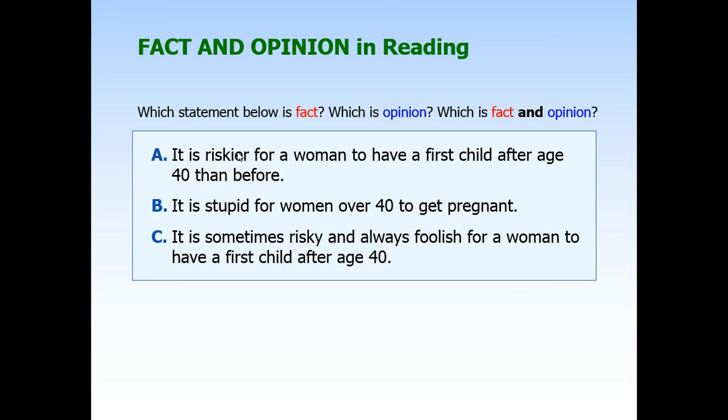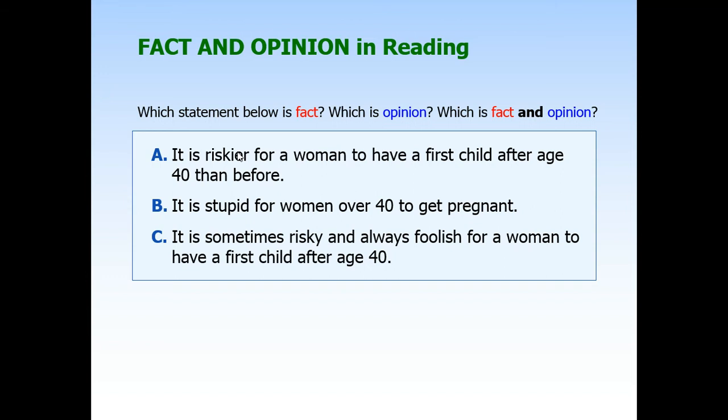Now, the opinion stands out greatly. It is stupid for women over 40 to get pregnant. The word stupid right there, that's just clearly an opinion. There is no factual statement that would start there like that, where it's stupid. Because again, what some person may deem as stupid, another person may not.